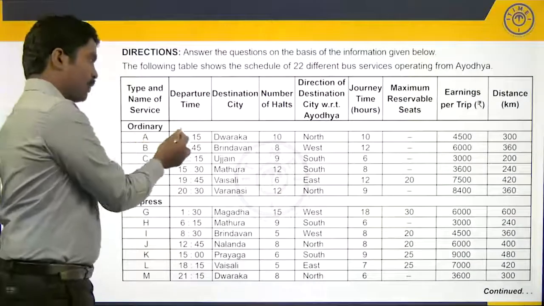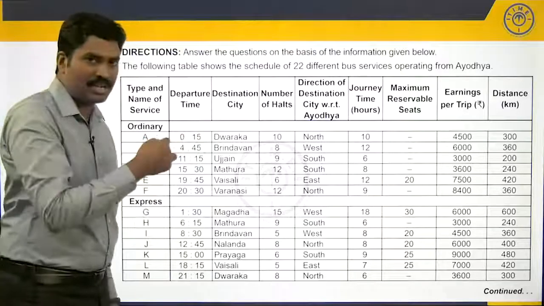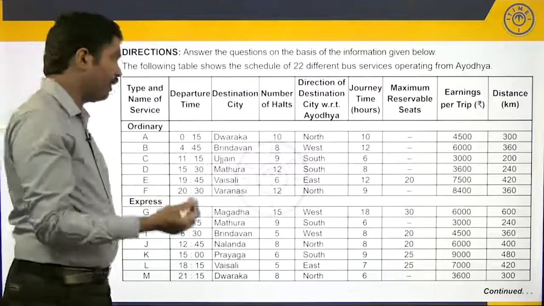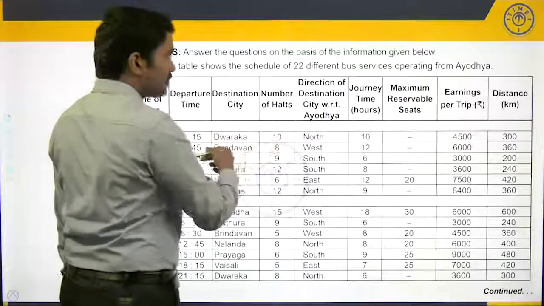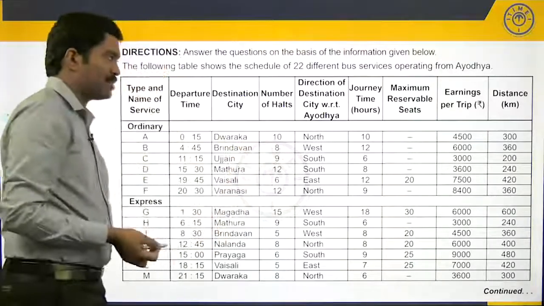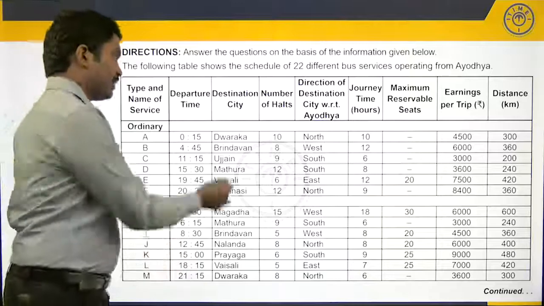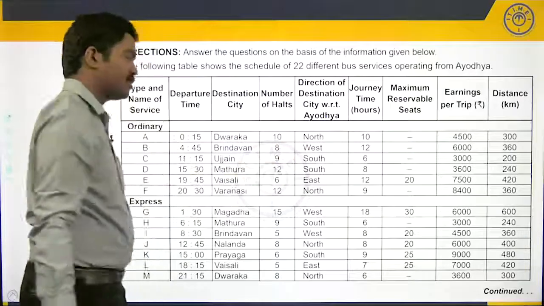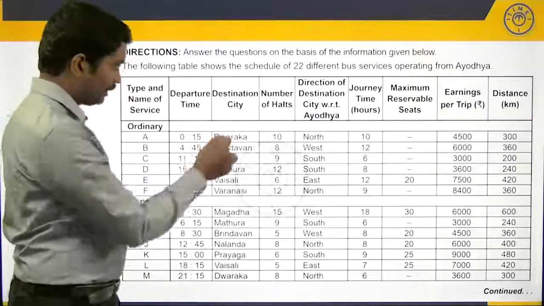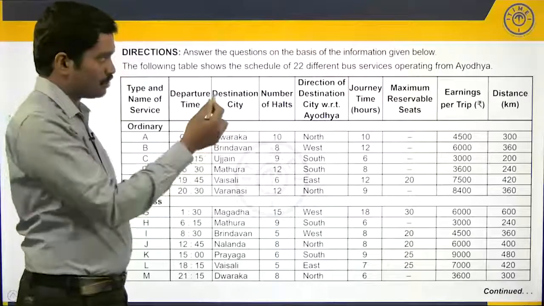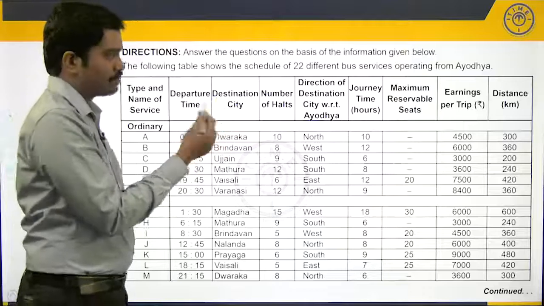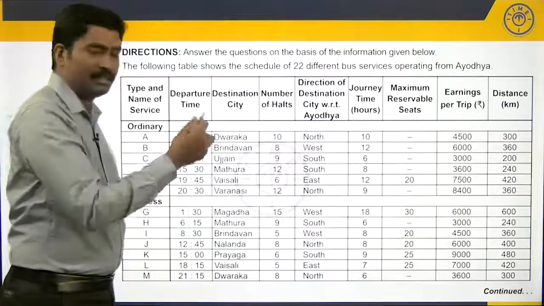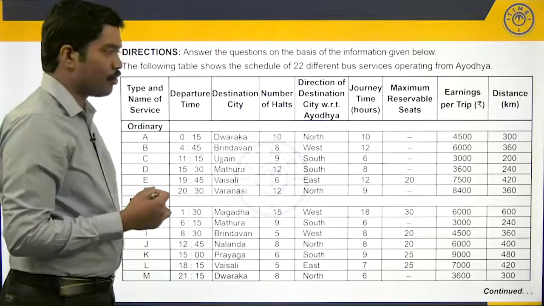For each service, we know the departure time, the destination city where it is headed from Ayodhya, the number of halts, and the direction of the destination city with respect to Ayodhya. For example, Dwarka is north of Ayodhya, Brindavan is west of Ayodhya, Ujjain is south of Ayodhya, and so on. The journey time is 10 hours, 12 hours, 6 hours, and so on. Earnings per trip is 4,500 and the total distance is 300 kilometers.